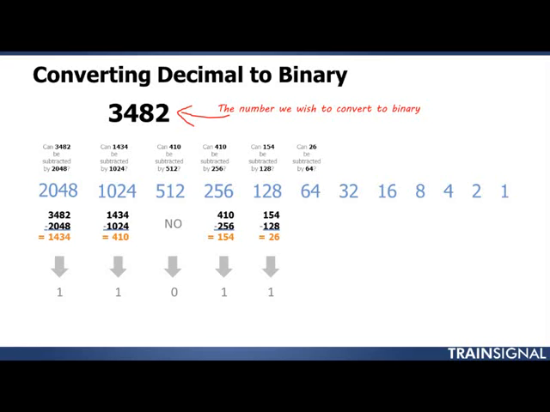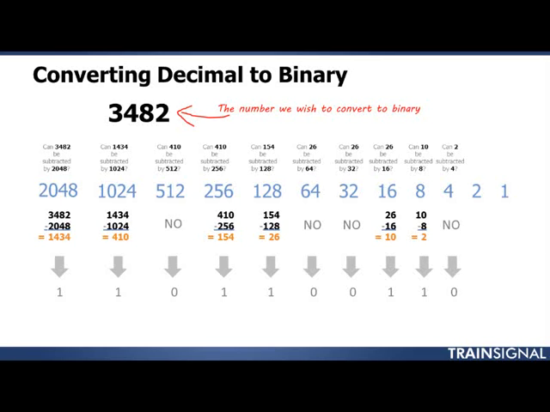Can 64 be subtracted from 26? No, so we get a 0. Can 32 be subtracted from 26? No, so again we put a 0. Can 16 be subtracted from 26? Yes, it can. So we do, and we get 10, and we also put a 1 in that column. Can 8 be subtracted from 10? Yes, it can. So we do, and we put a 1 in that column. And we're left with the remainder of 2.